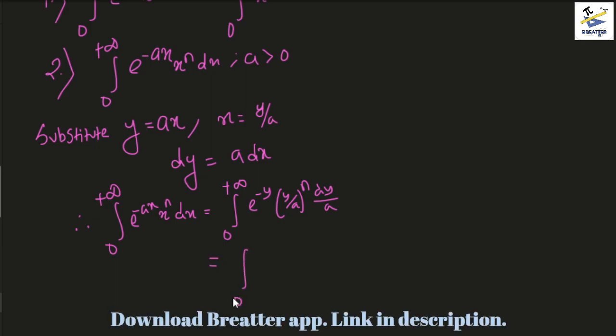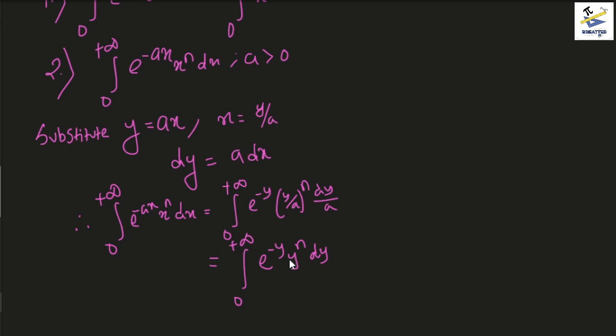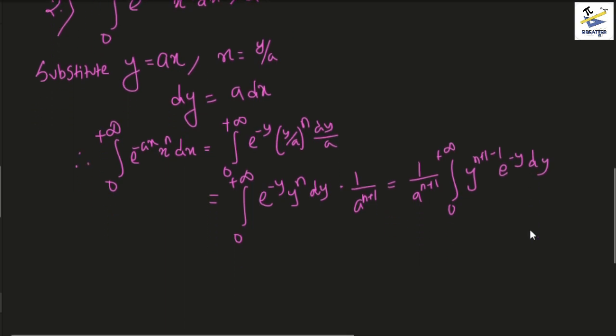Now this would give us 0 to positive infinity e to the power minus y, y to the power n dy, and there would be a multiplication of 1 by a to the power n plus 1. What we can write is y to the power n plus 1 minus 1, e to the power minus y dy. As you can see, the integral is in the form of the gamma function, so we can write it as 1 by a to the power n plus 1 times gamma of n plus 1.